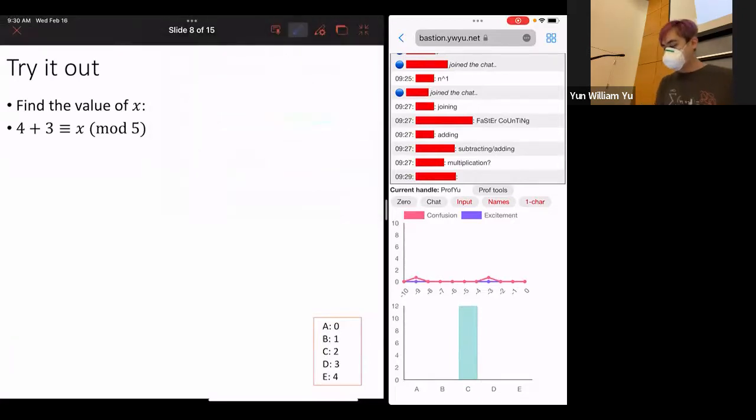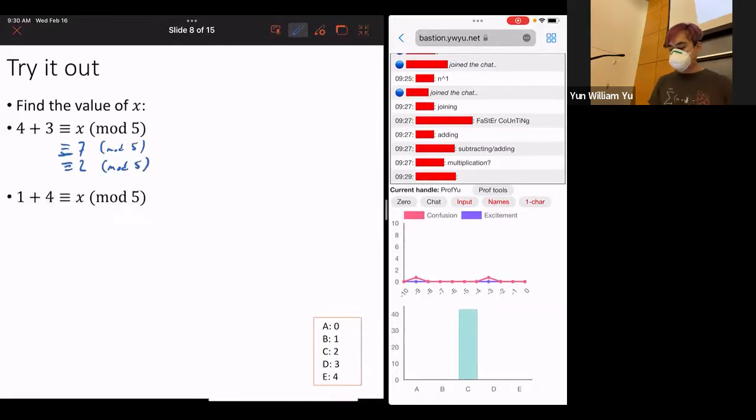Okay, yeah. So this is equivalent to 7 mod 5, which is equivalent to 2 mod 5. Okay, what about 1 plus 4? Okay, yeah, and this should just be equivalent to 5 mod 5, which is of course equivalent to 0 mod 5.